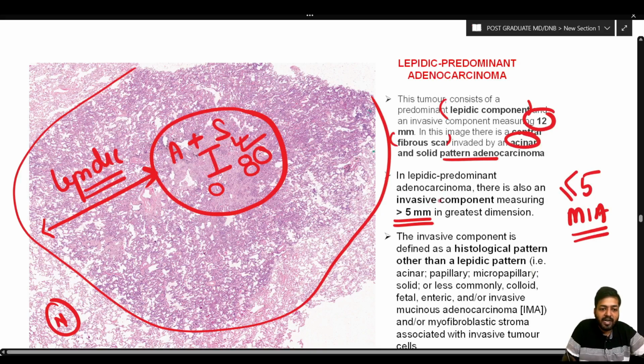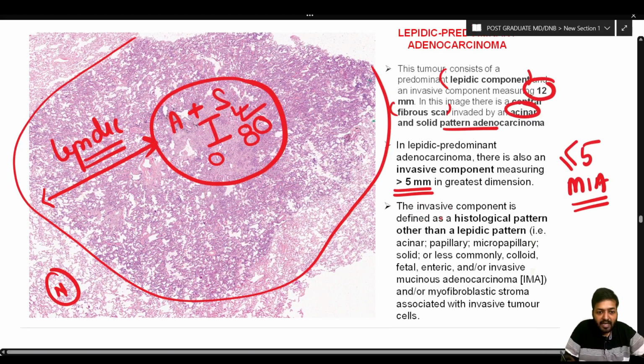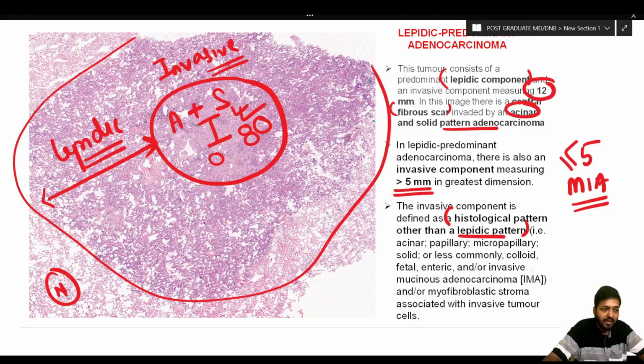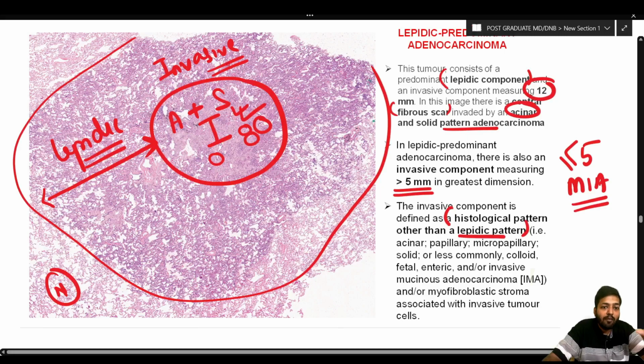Okay, in lipidic predominant adenocarcinoma, the invasive component is measuring more than 5 millimeter in greatest dimension, as we can appreciate. Now, we cannot see that from here. It is under the microscope that you have to measure. Now, the invasive component is defined as a histological pattern which is other than lipidic pattern, as I am already telling you. The invasive component is other than the lipidic, because lipidic pattern is the pattern that is going along the alveolar walls. From that, you cannot gauge the invasion. The invasion is always gauged by the presence of other patterns, and the length and the area of that pattern is then measured.